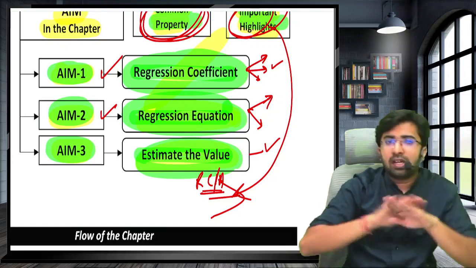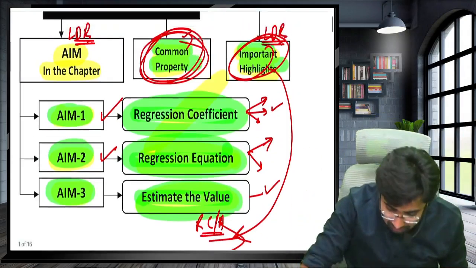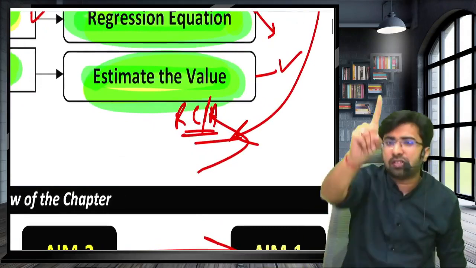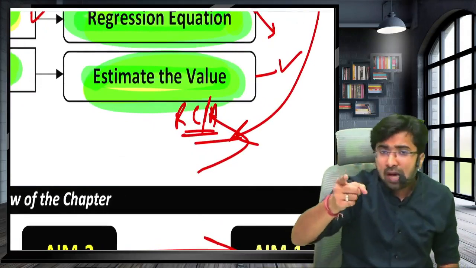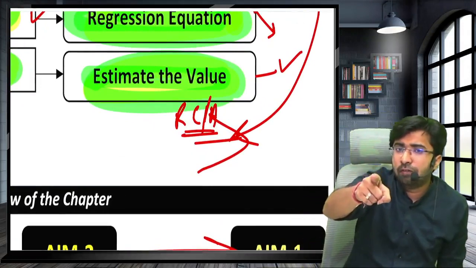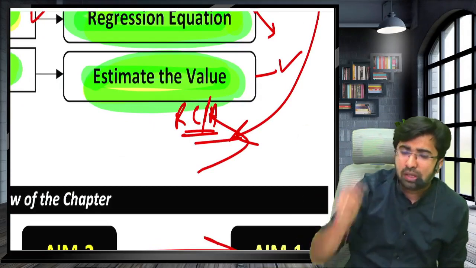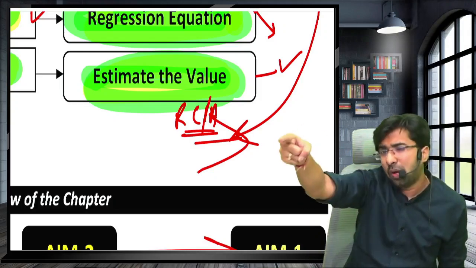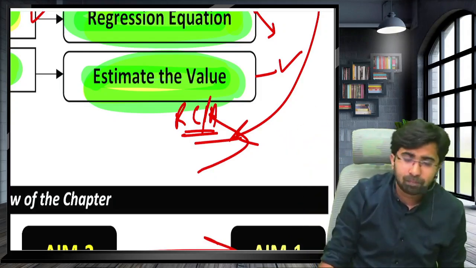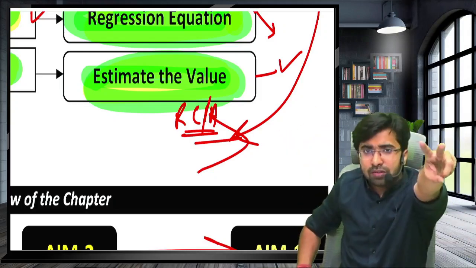Guys, done with the relationship. Then we started with the important highlights, and we have established the first important highlight: if one regression coefficient is greater than 1, the other regression coefficient is less than 1. Either both are positive or both are negative.